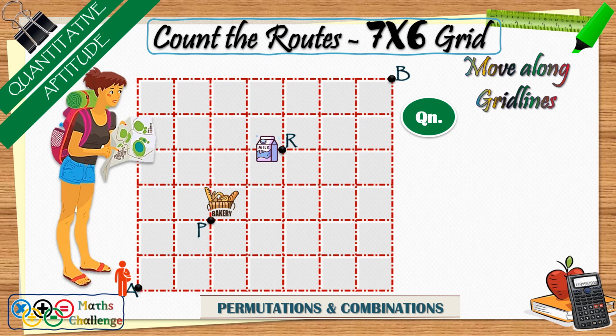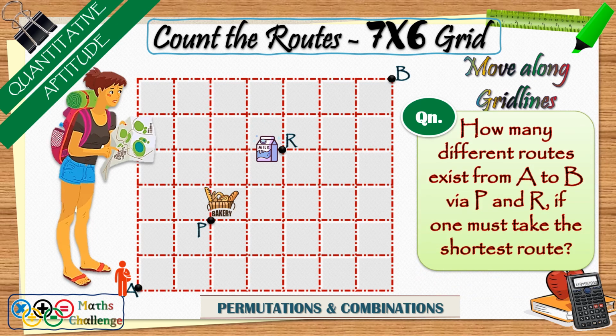So let's have a look at the question on your screen. There is a 7x6 grid given to you, which is like a road map. A person has to move along grid lines from point A to point B, taking the shortest possible route and stopping at points P and R, which are the bakery and milk booth respectively, to pick up a few items on his route. So how many different routes do you think exist?